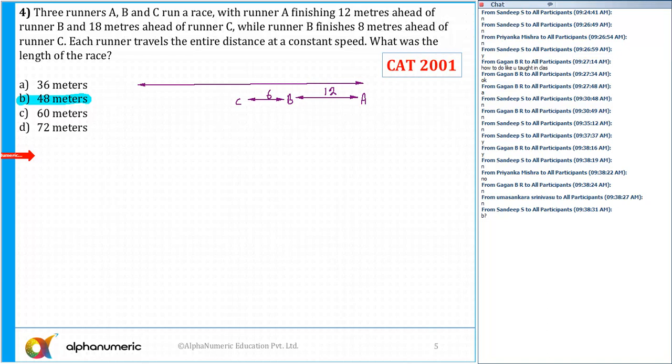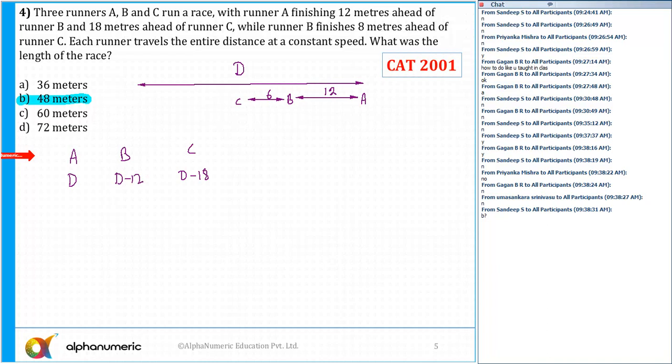Now, if the total distance is D, it means when A traveled D, the distance traveled by B in the same time will be equal to D minus 12, and the distance traveled by C will be equal to D minus 18.